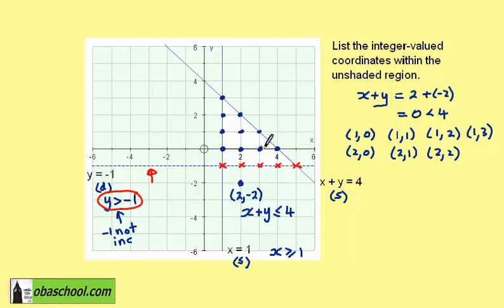We can see 3, 0 and 3, 1, and finally 4, 0. We now have a list of the integer valued coordinates within the unshaded region.